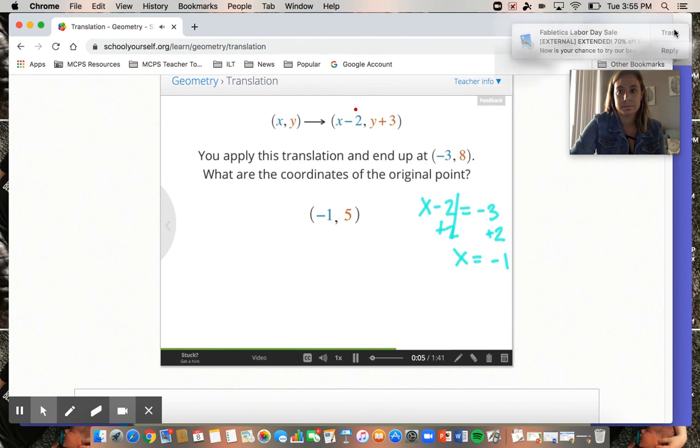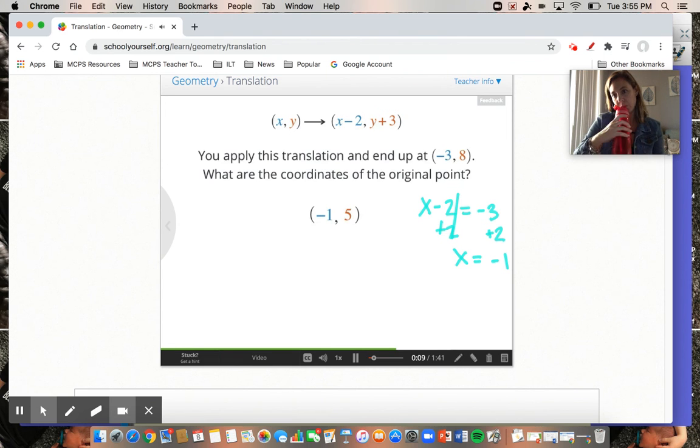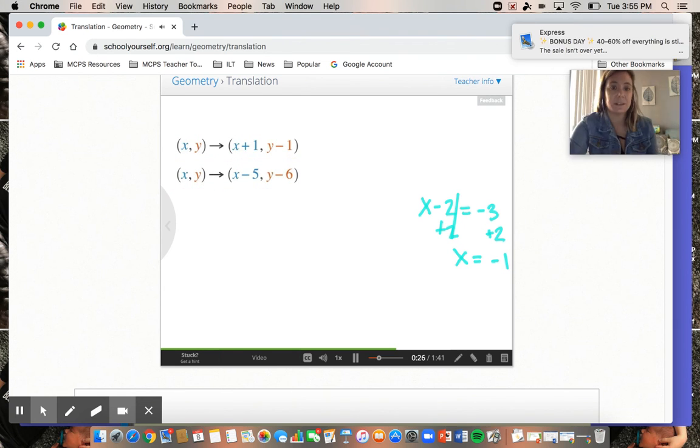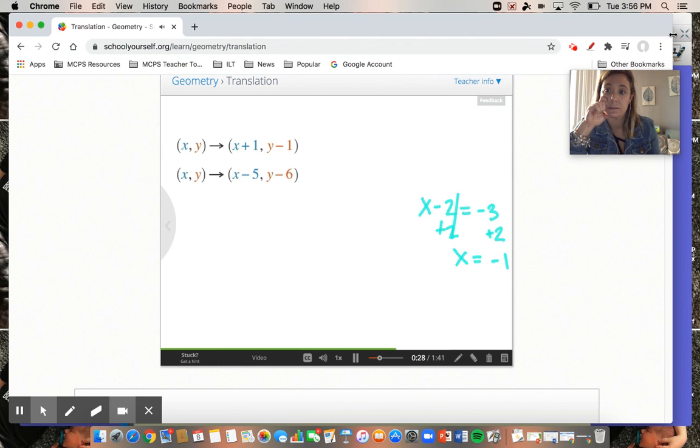If you translate this point by subtracting 2 from the x-coordinate and adding 3 to the y-coordinate, you indeed wind up at negative 3 comma 8. Next, suppose you perform the translation x comma y to x plus 1 comma y minus 1, and then you perform a second translation, x comma y to x minus 5 comma y minus 6. What does this mean?